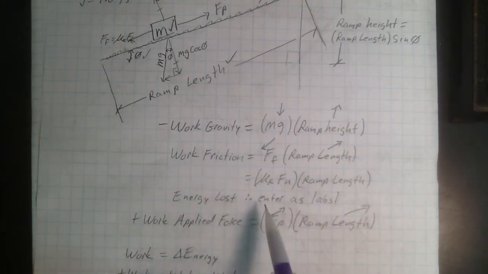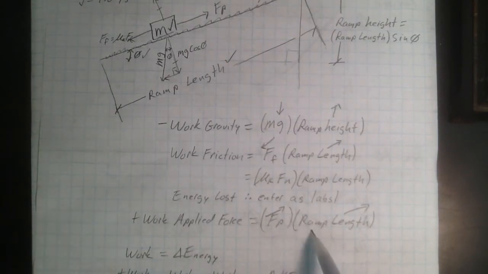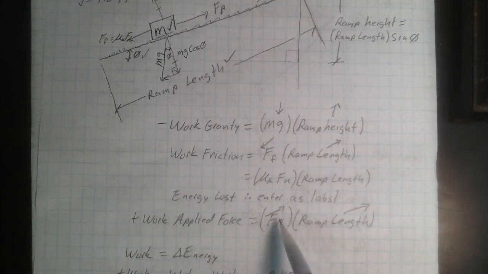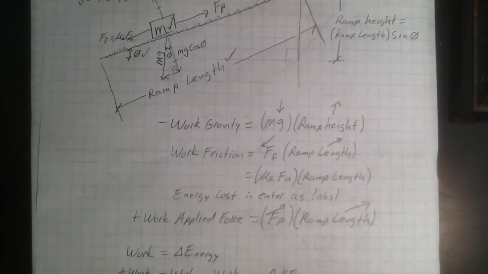Okay, now work applied by the applied force. That's the easiest one because this applied force and the length of the ramp are both given. So I can just multiply these two quantities together. They're parallel and in the same direction, so that's going to be positive. Okay, then things kind of get a little bit tricky.